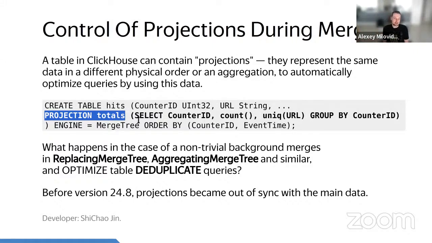The question is what the behavior will be if your merge tree table is unusual, like replacing merge tree, aggregating merge tree. What to do when the main data is being replaced or aggregated. And projections can become just inconsistent with the main data. And in the previous versions, we did, guess what? Mark, guess what we did with projections?